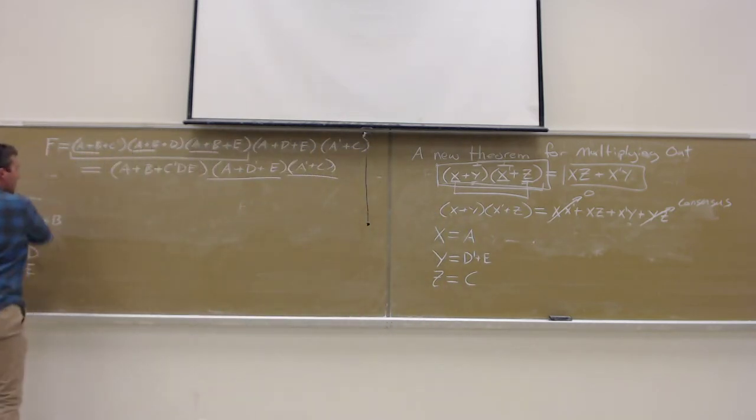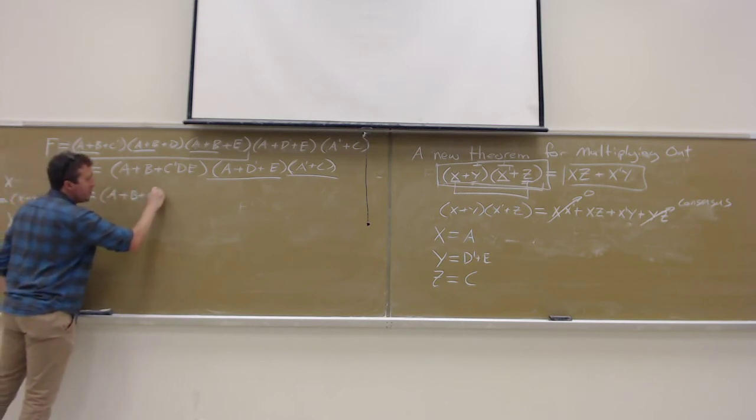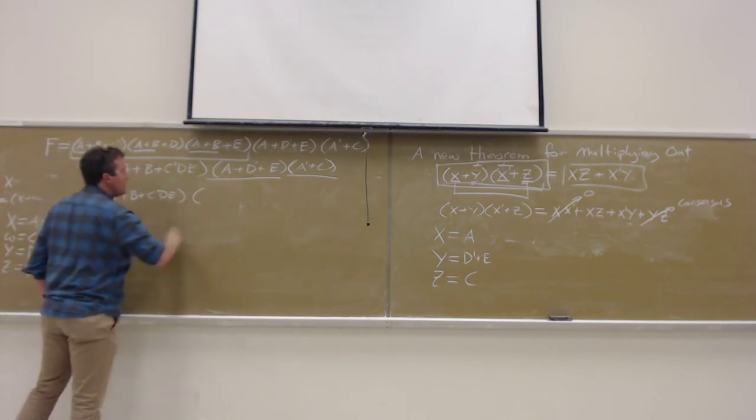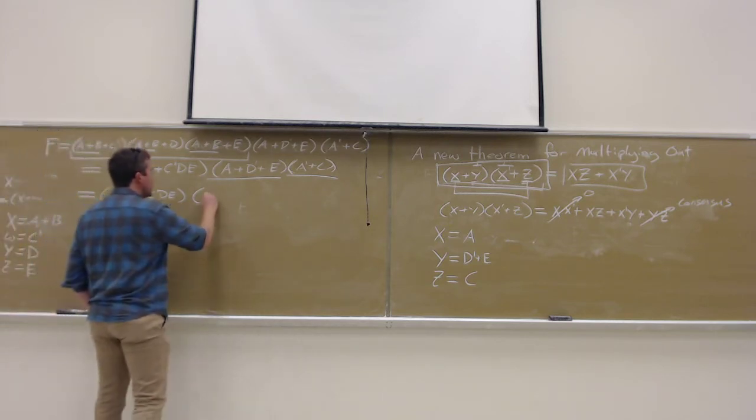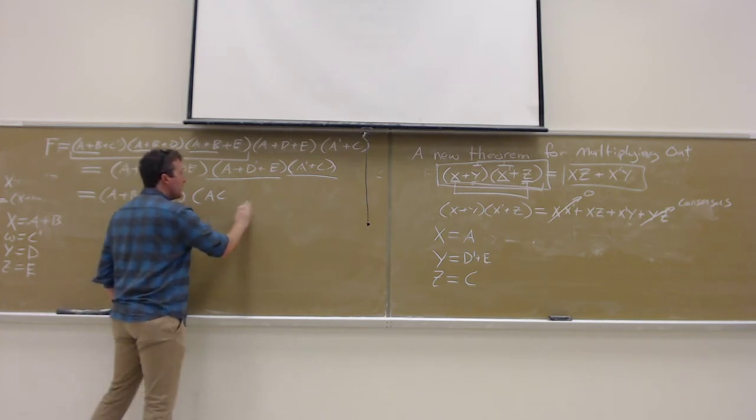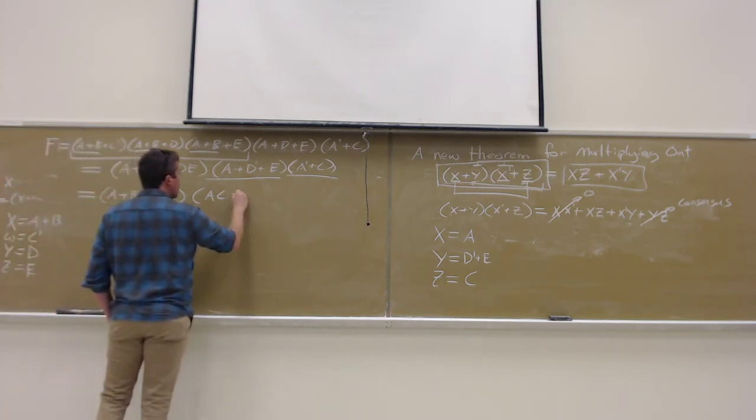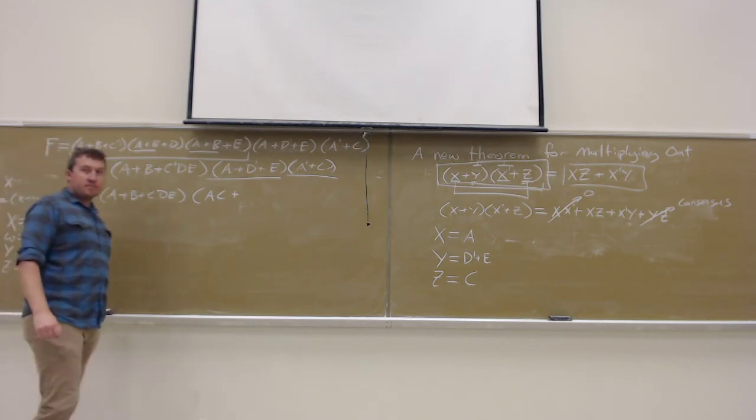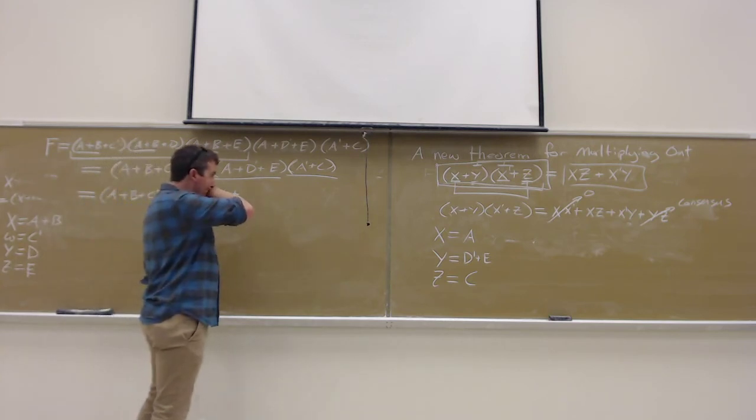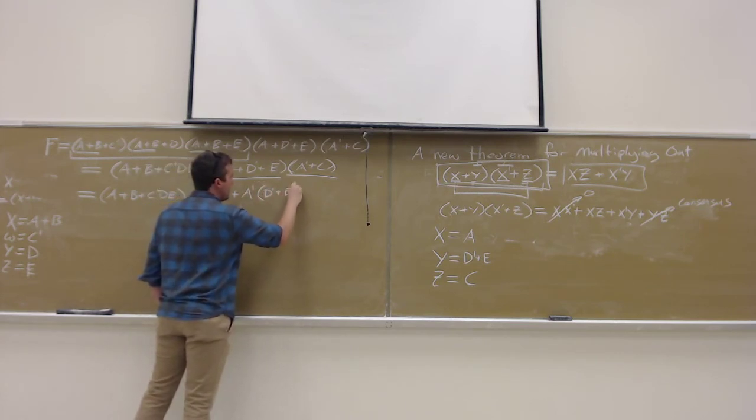All right, that makes the next line. We'll go ahead and add this stuff: A or B or C prime, and A or B or D, and A or B or E. And here, what are we going to get? A and C, or A prime and D prime or E.